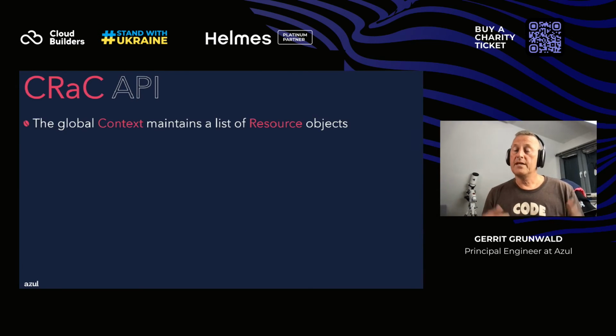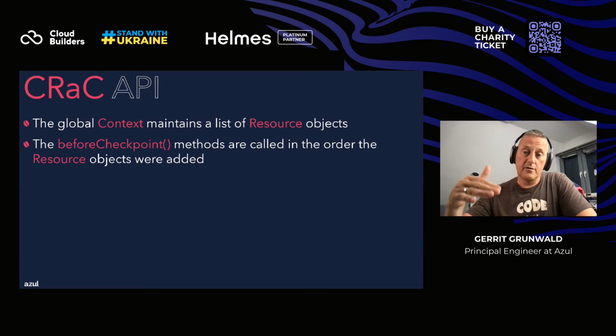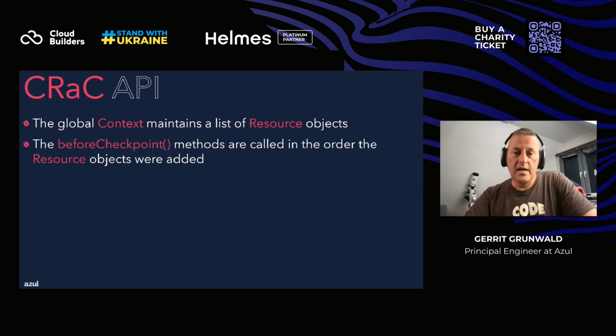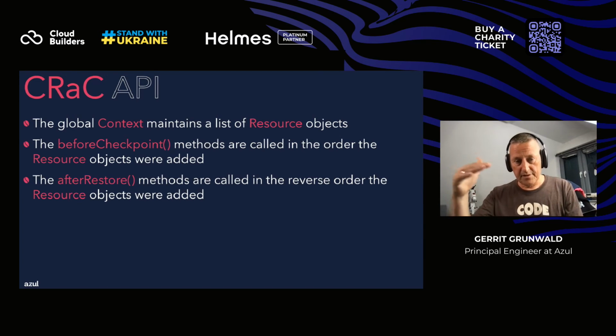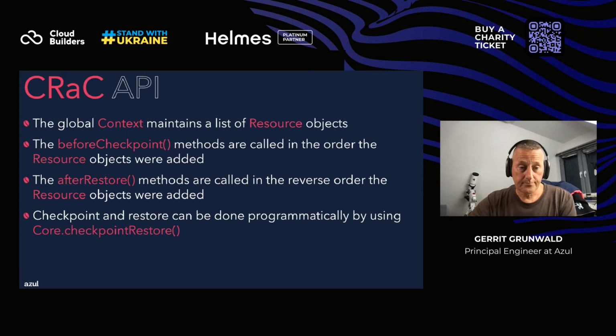And the global context then maintains a list of all the resource objects, and the beforeCheckpoint methods are called in the order you add them, right? So if you register them to the core context in this order, the beforeCheckpoint methods will be called, and the afterRestore methods will be called in the reverse order to make sure that everything is in the right place, right? Because it could be possible that you have resources that depend on each other. So then you need to make sure that they are established in the right way.